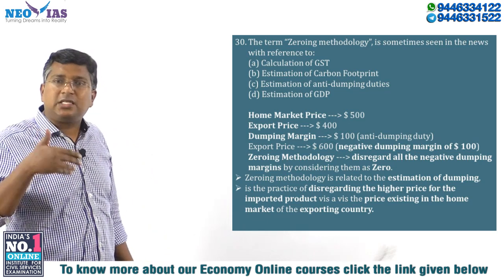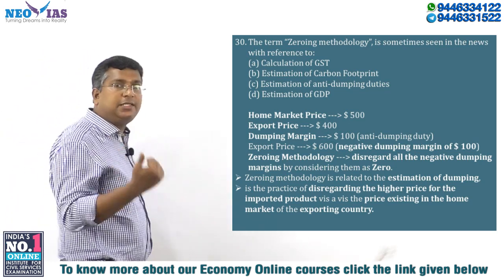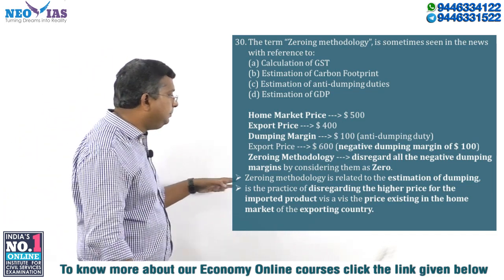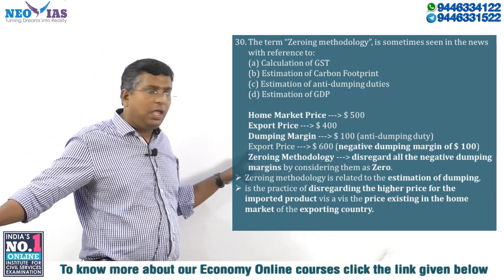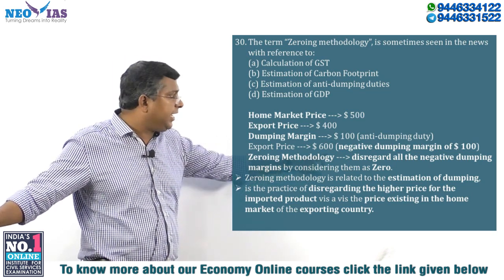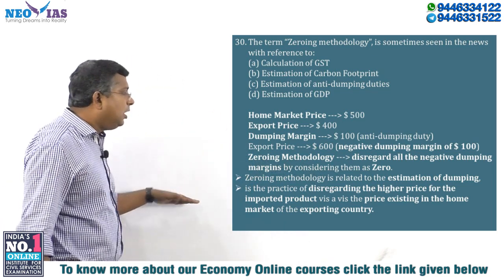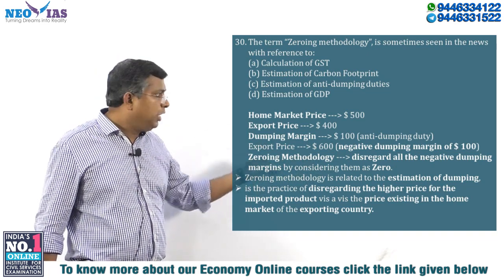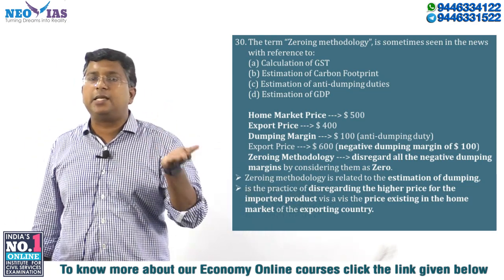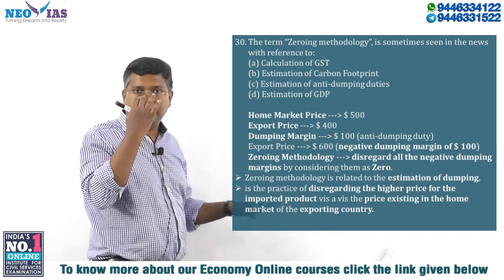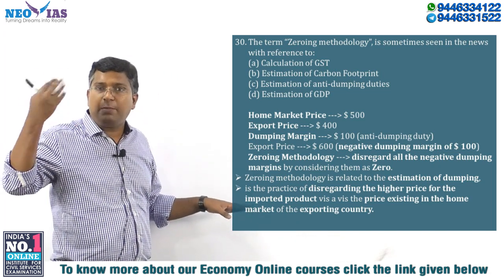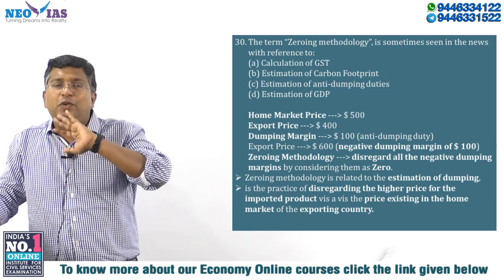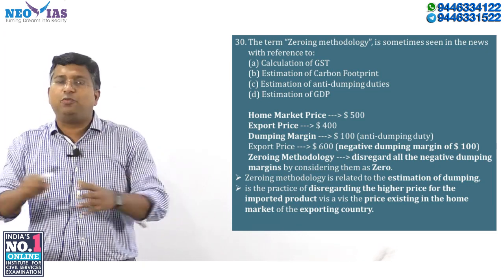But the US does not consider it this way. While considering anti-dumping duty, if the export price is $600, it means there is a negative dumping margin, but the US will not consider this negative dumping margin. The US will disregard all the negative dumping margins and consider them as zero. So while calculating anti-dumping duty, it will not consider any negative dumping margin. It will calculate it as zero.